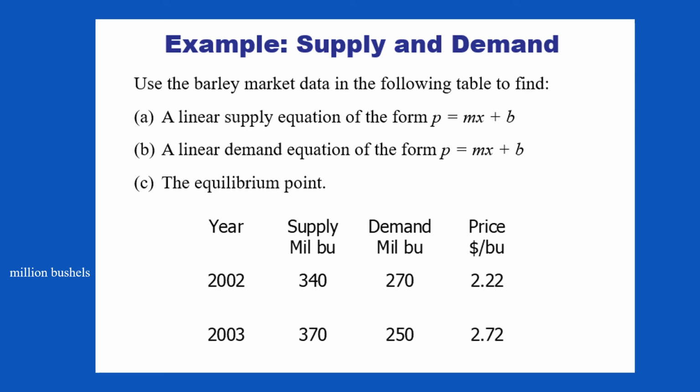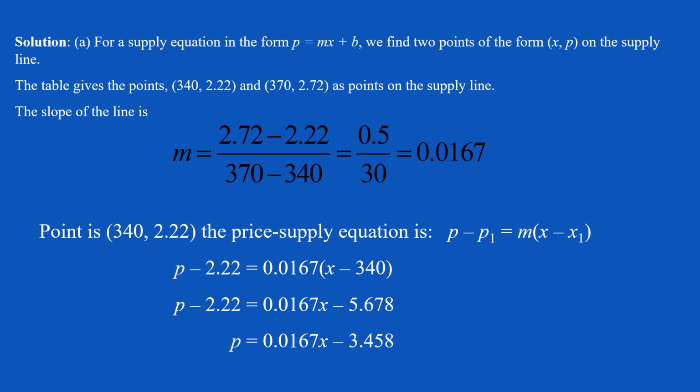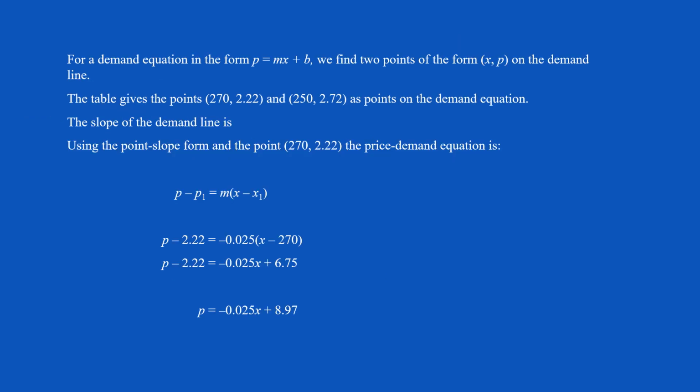So we have the pairs (340, 2.22) and (370, 2.72). Those are two pairs for supply and price. The other one, for demand, will be (270, 2.22) and (250, 2.72). So using those, you can find what the slope is and you can solve for P. The same way for the second set of problems, you can find what the slope is and you can find the equation.